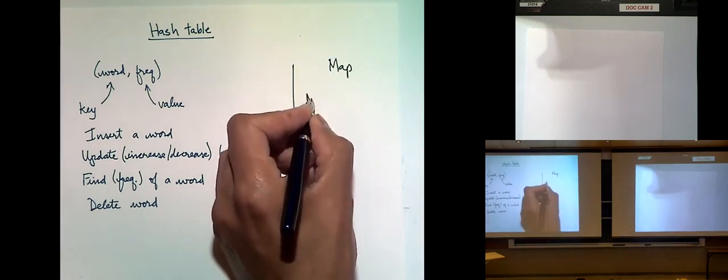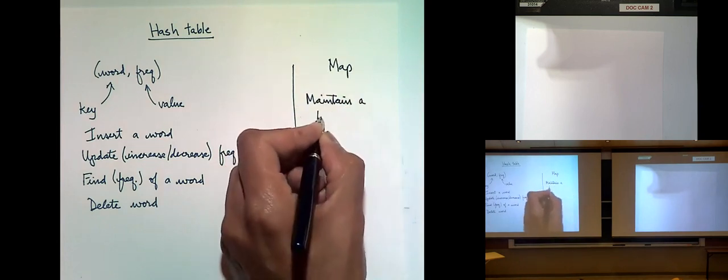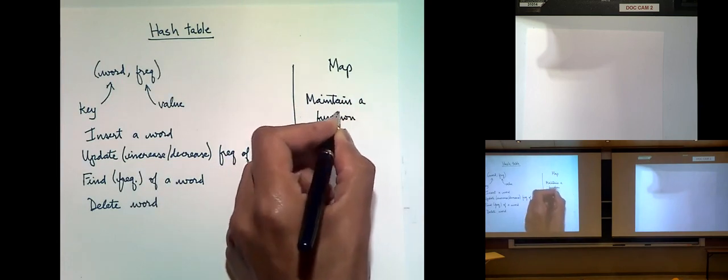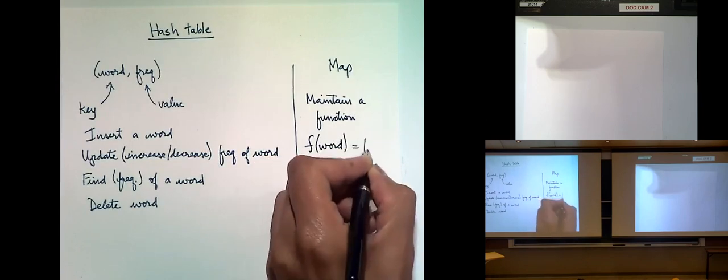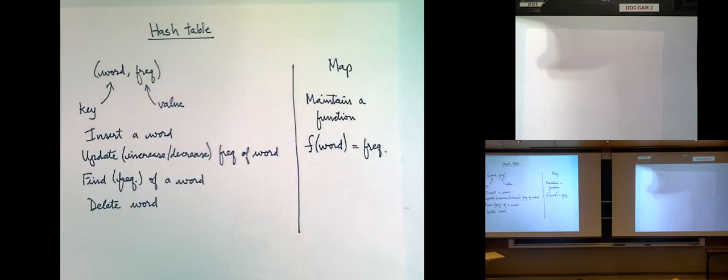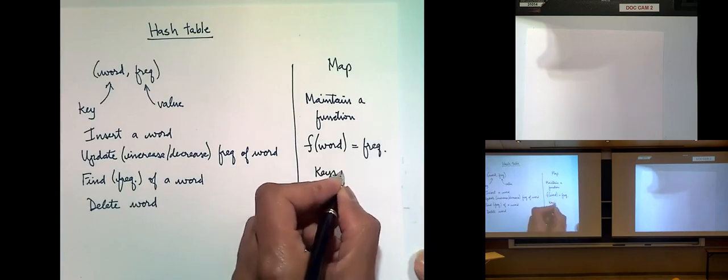So what you're maintaining is really a map. We're basically maintaining a function like f, where f of the word is equal to the frequency. And you have updates to this function. So the way we think of this is keys are distinct.